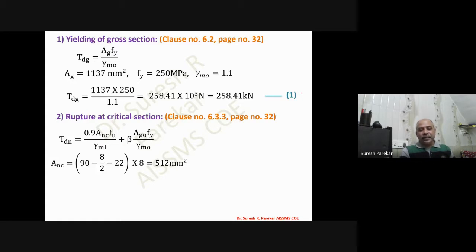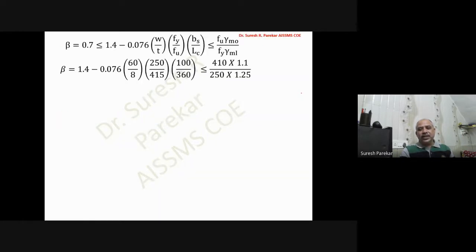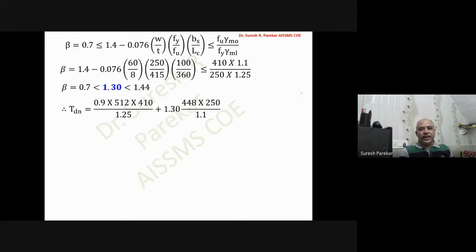is 90 millimeter, ANC, and we are going to get AGO. Always the angle with the larger side should be connected to the gusset plate, so that we are going to get more strength from it. Then we will go to WT, and for WT we have 0.53 to 0.57, we will take it as 50, and from this we will get the value of BS, that is 100 millimeter. And LC we already know is 360, because we have pitch as 60 and 6 spacings. So we have that value as 360, which gives me a beta value of 1.3. So knowing beta of 1.3, we are in a position to calculate the value of TDN, which will be 283.51.